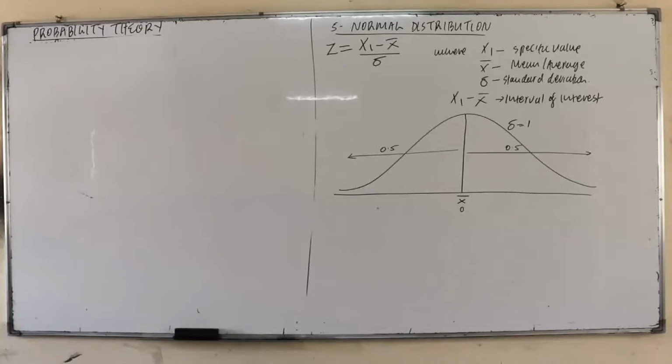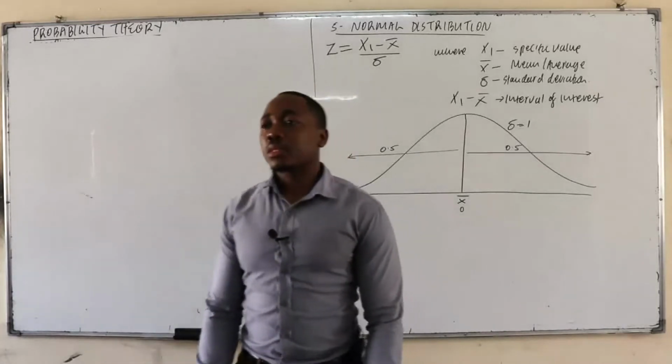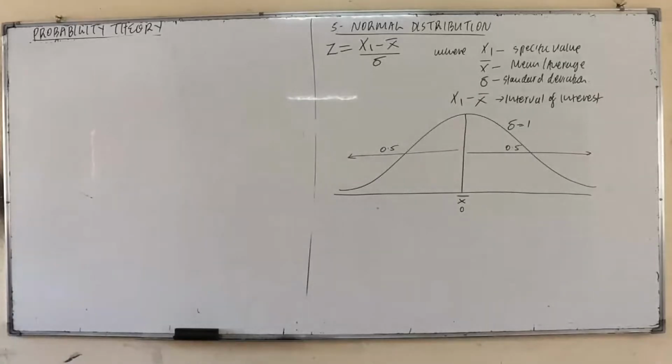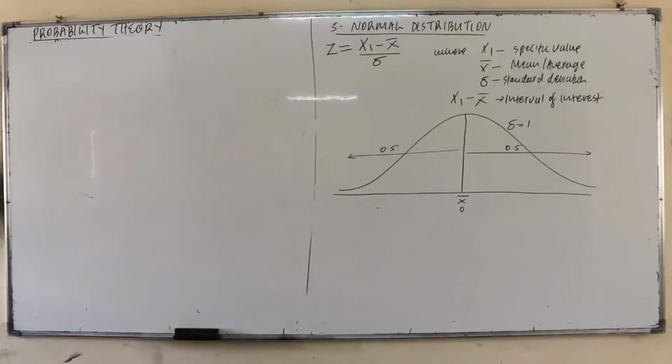Then we see that the above curve is called normal, since it's divided into two equal parts. A normal probability distribution should have a mean of zero and a variance of one.